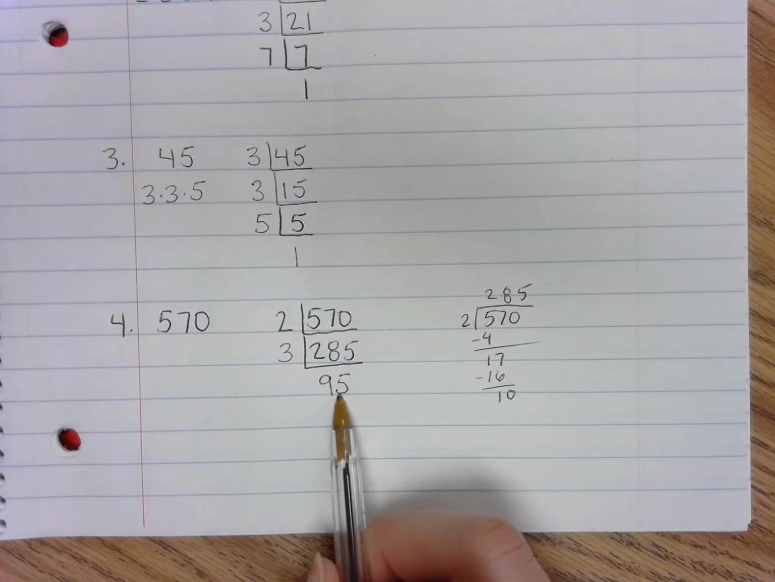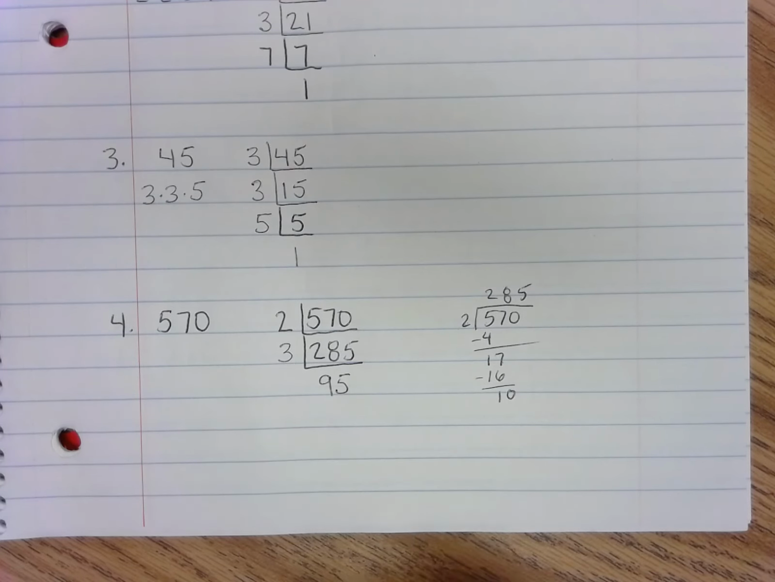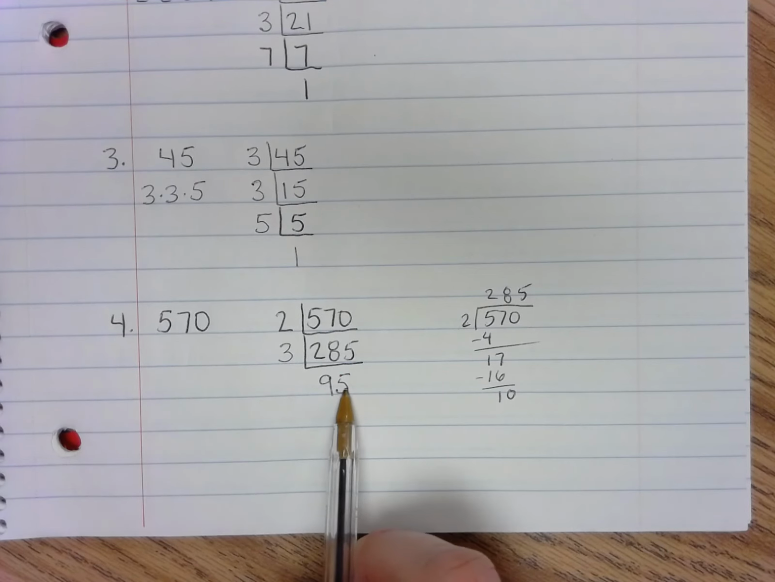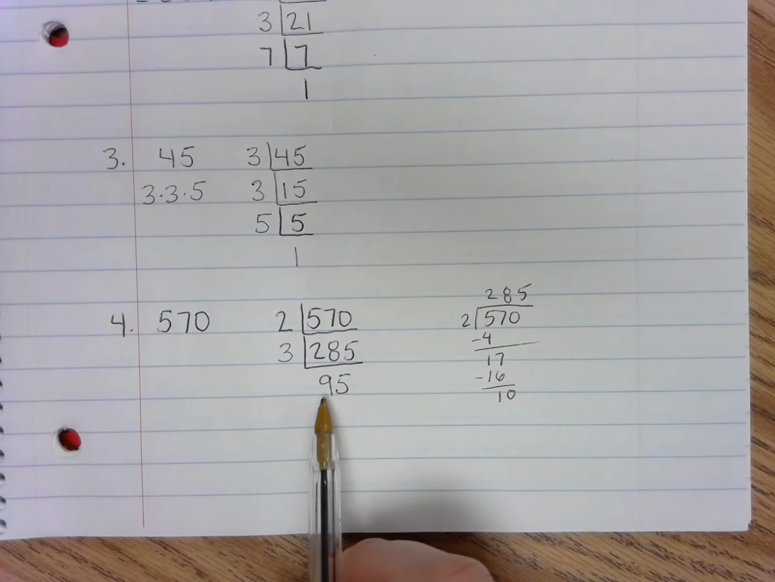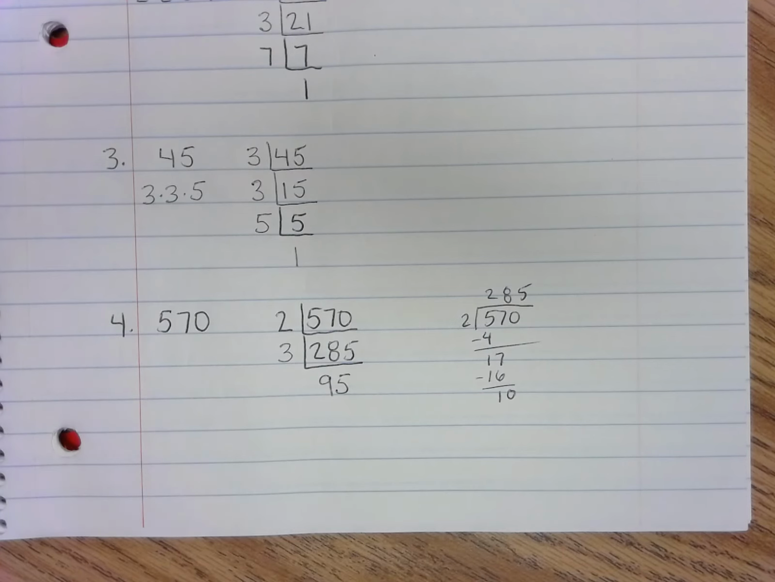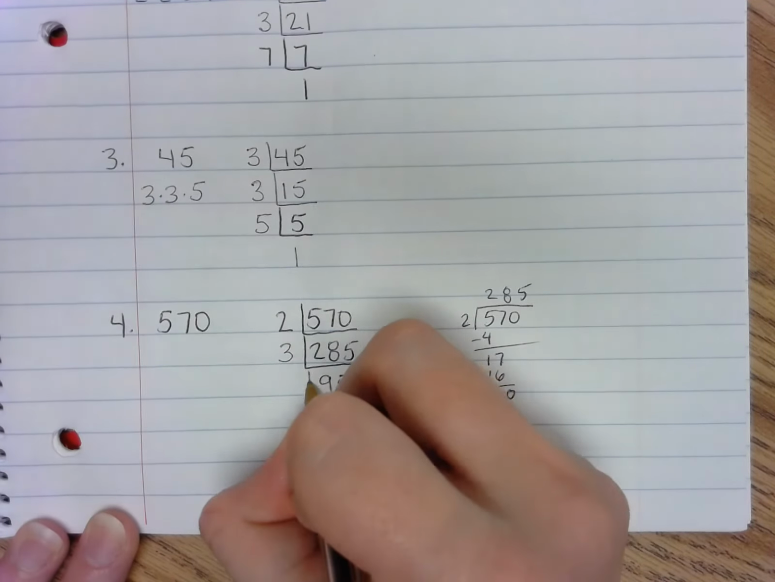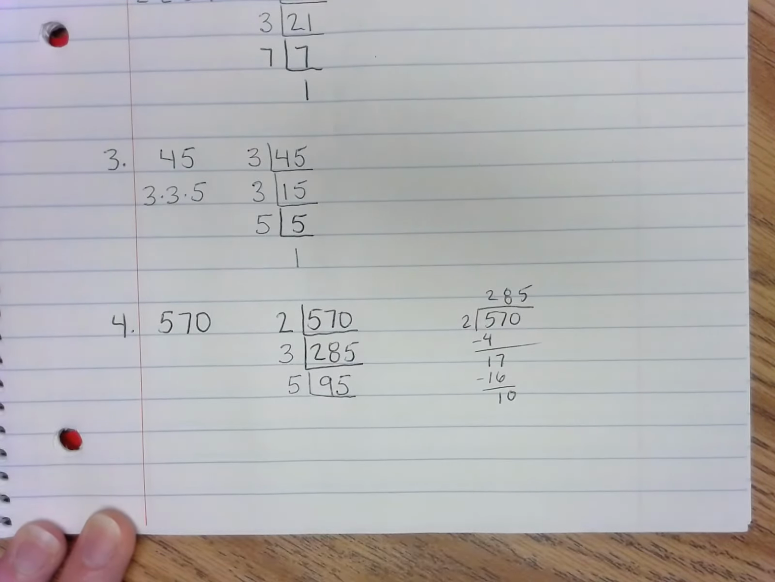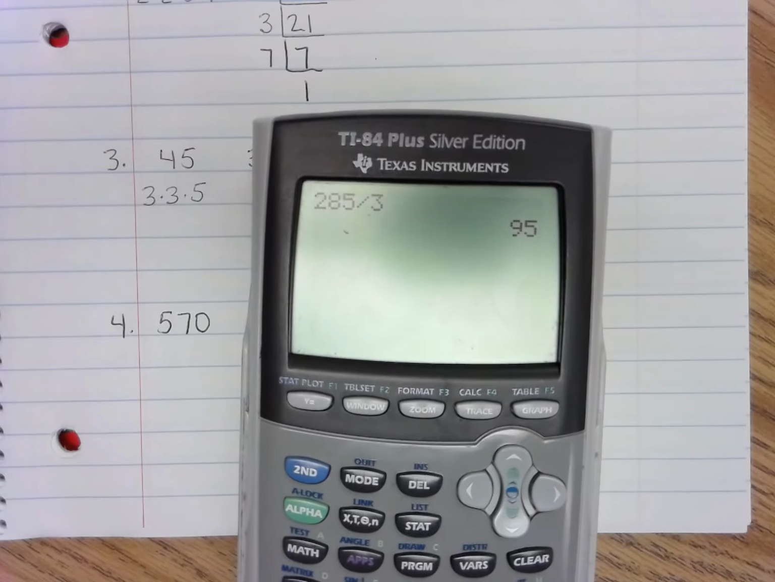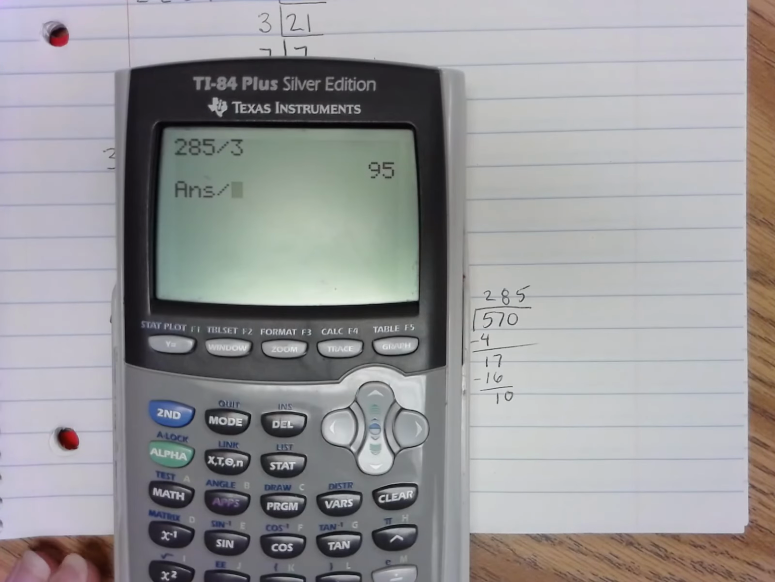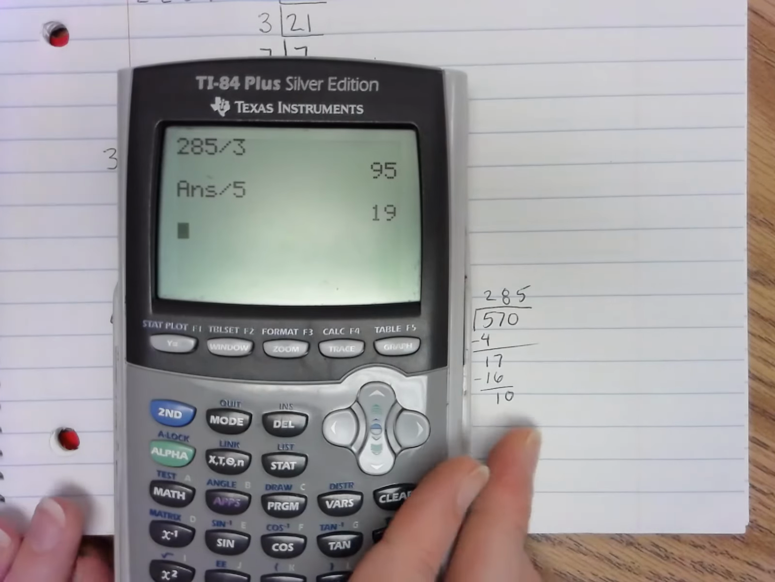So 95 is not even, so we cannot divide by 2. Sum of the digits, 9 plus 5 is 14. And 14 is not divisible by 3, so we're going to have to go on to our next prime and try 5. 5 should work because it ends in a 5 or 0. That's the divisibility rule for 5. So because this ends in a 5, 95 will be divisible by 5. So 95 divided by 5 is 19.